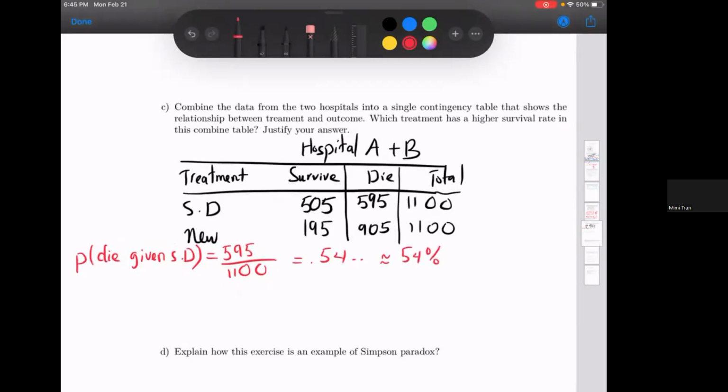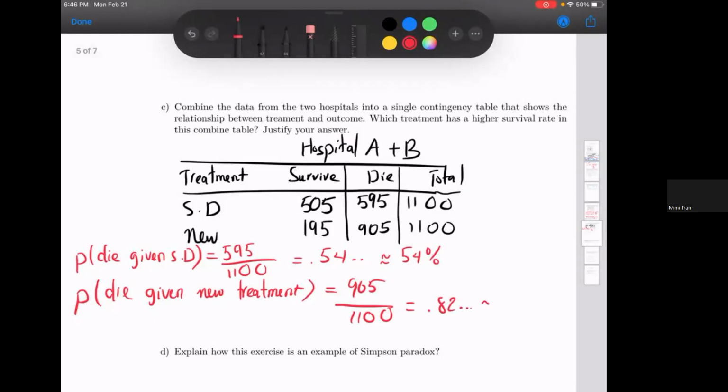It doesn't have to be exact, but roughly. Die given new treatment. Let's see. 905 divided by 1,100. Definitely bigger. Is something wrong here? No. 0.82. So roughly 82%. So what can you conclude here? Standard does better, right? Fewer people die.